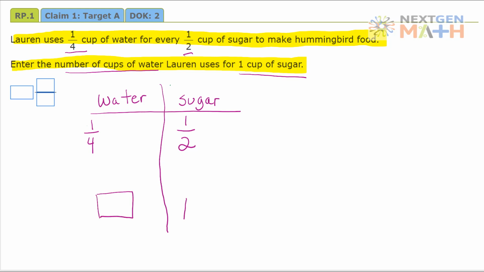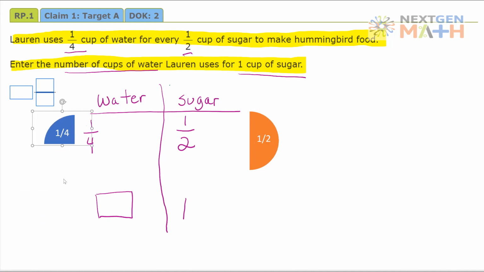Well, one way we can solve this problem is to use some shapes. So visually we can see that here's a half, that represents the amount of sugar that we have, and then we can also use this shape to represent 1/4 of a cup of water. So half a cup of sugar is equal to a 1/4 cup of water. But what we want to have is a full cup of sugar.